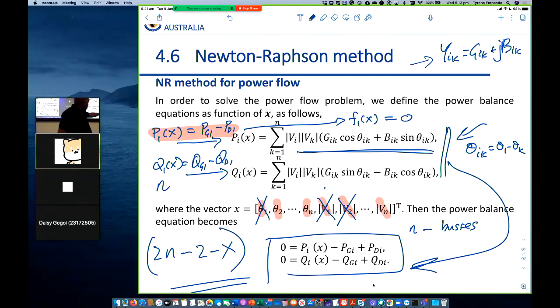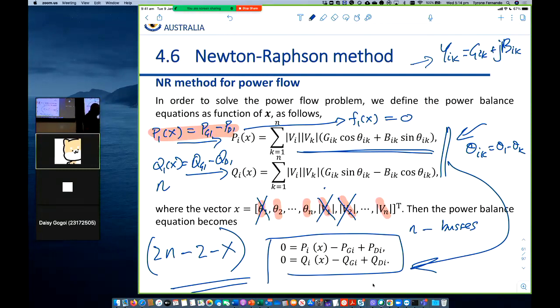So PIX, QIX, we can write using those formulas. You can see the formulas for PIX and QIX. And for load buses, we don't know VI and theta I. They are the unknown variables that we are trying to solve. For slack buses, we are not going to write these two equations. For generator buses, we are going to write only one equation because voltage magnitude we know.